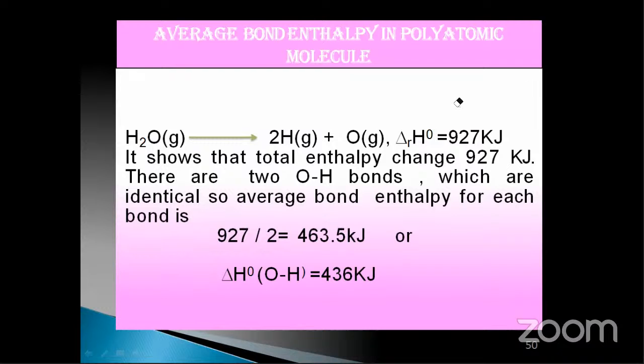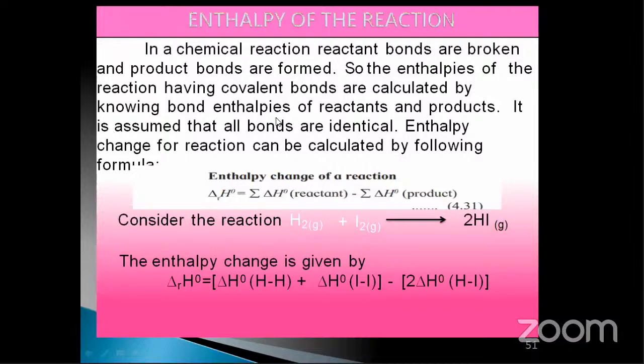Now we'll move to the next. Enthalpy of the reaction. In a chemical reaction, reactant bonds are broken and the product bonds are formed. म्हणजे कुठलीही केमिकल रिएक्शन होत असताना काय होत असतं, तर रिएक्टंट्स मध्ये असणारे बॉन्ड हे ब्रेक होतात आणि प्रोडक्ट मध्ये नवीन बॉन्ड तयार होतात. For example, we can take this example: this hydrogen molecule is reacting with iodine, that is I2.